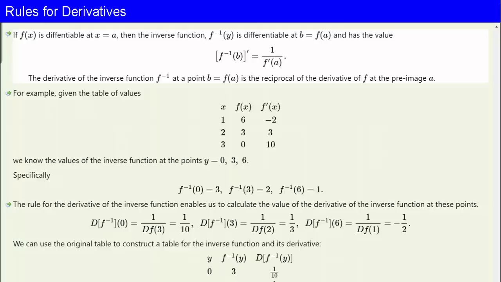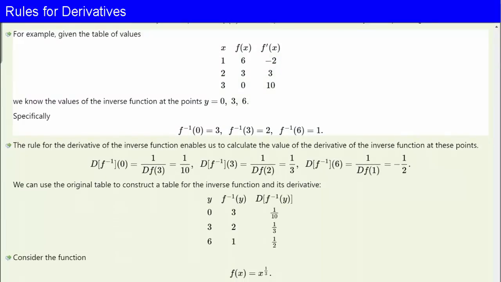If we are given a table of values for f of x and its derivatives at certain points, then we automatically know the values of the derivative of the inverse function at the image points. For example, given the table of values as indicated, then we know the values of the inverse function at the points y equals 0, 3, 6, the image points of the points x equal 1, 2, and 3 under the mapping f. Specifically, f inverse of 0 is 3, f inverse of 3 is 2, f inverse of 6 is 1.